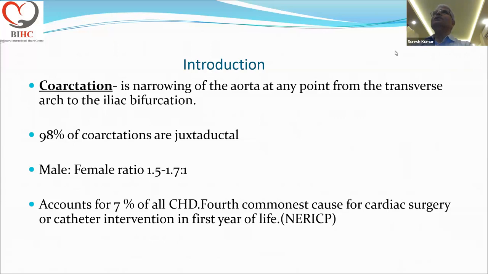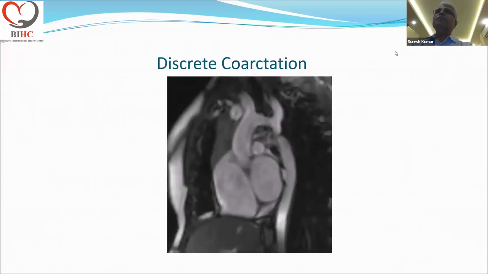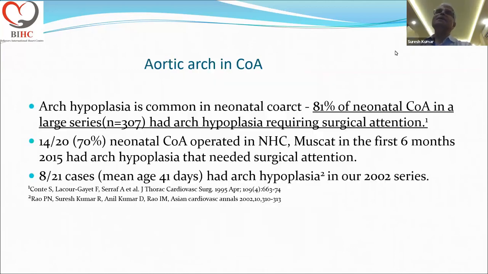We can start by defining coarctation, which all of us know is a narrowing of the aorta at any point from the transverse arch down to the iliac bifurcation. Having said that, 98% of coarctations are actually juxtaductal. There is a slight male predominance. And coarctation, we would like it to be discrete, but it doesn't happen quite often. If all coarctations were like this, there would be an interventionist dream, and it would be fairly easy to manage. But that's not the case. Quite often, the aortic arch in coarctation is hypoplastic. And depending on how young your child is, the coarctation is associated with more and more amount of hypoplasia.